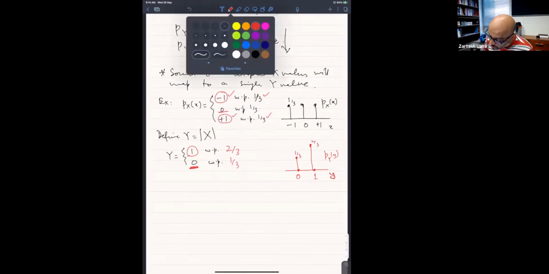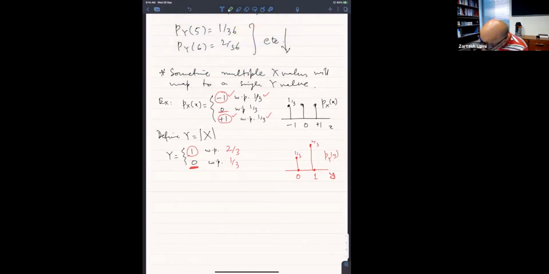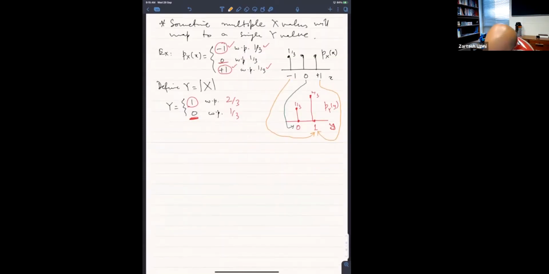And you will notice that this value of x, 0, gets mapped to this value of y. Okay. And these two values of x, -1 and +1, both got mapped into y = 1. So I can find the expected value of y, which is 1 into 2/3 plus 0 into 1/3, which is equal to 2/3.